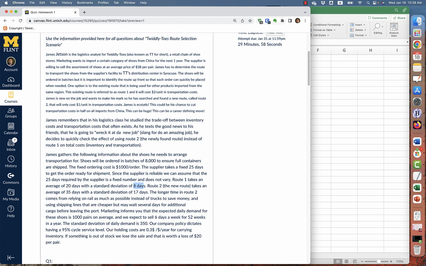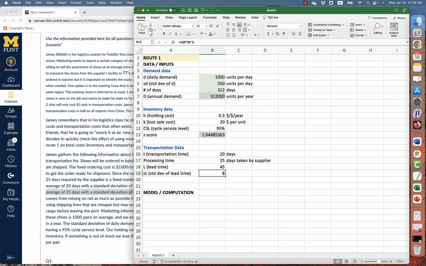Okay, then route 2, we have different data, 35 days and 17 days. So I'll just put it here, 35 days and 17 days, and then this would obviously change. So this is an intermediate calculation, so let's make it gray. Okay, and this is kind of like an intermediate calculation or an input.